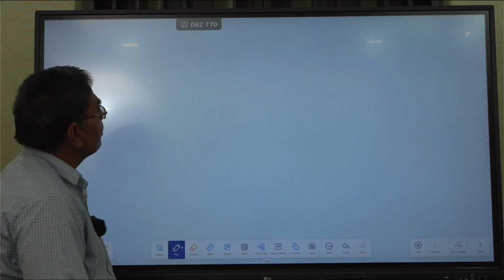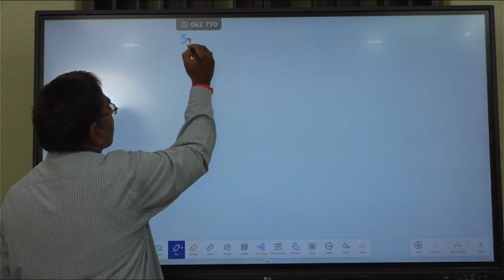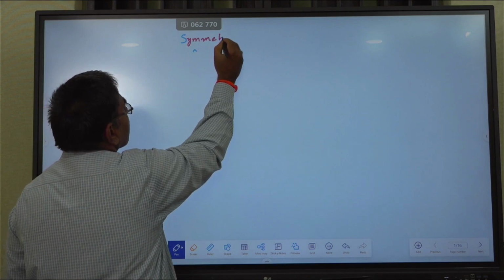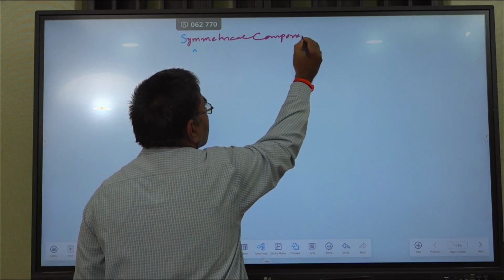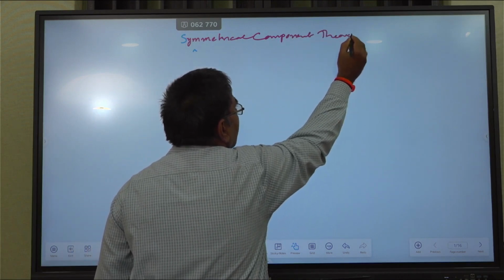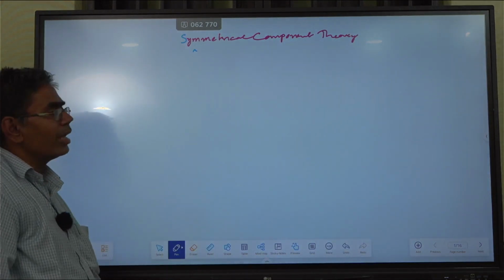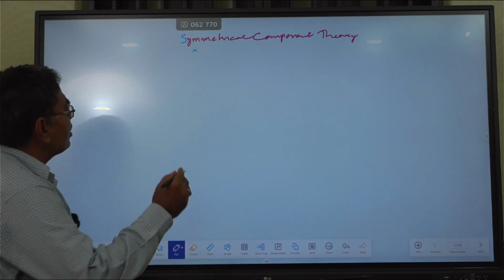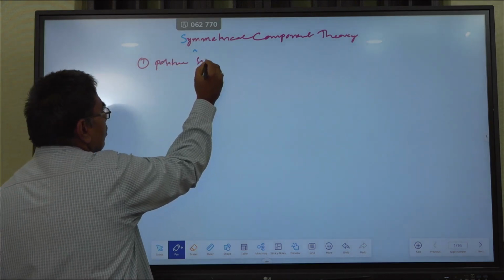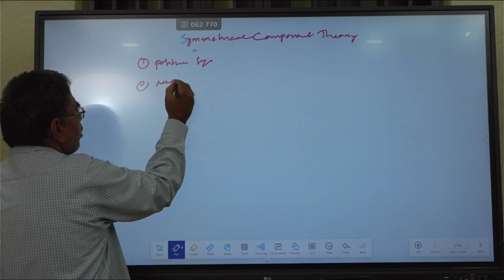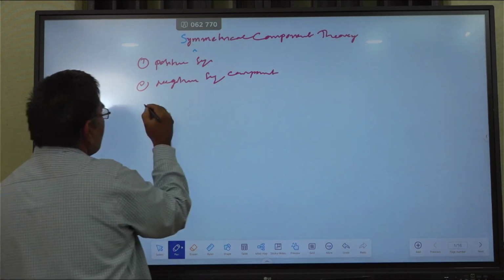Today our topic is Symmetrical Component Theory. Three unbalanced vectors can be replaced by a system of three balanced vectors. The three balanced vectors are: one is the positive sequence component, the second is the negative sequence component, and the third is the zero sequence component.